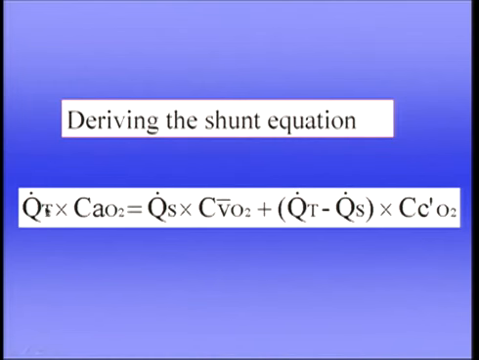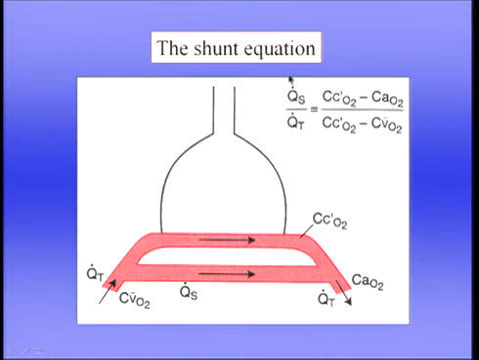All we're saying is that the total blood flow times the arterial oxygen concentration, that's what's coming out of the lung, is equal to the contribution from the shunt, which is QS, times the concentration of oxygen in the mixed venous blood, which is in the shunt, plus the rest of the blood flow, QT minus QS, times the concentration of oxygen in the end-capillary blood. And that allows us then to write this shunt equation here. We're just rearranging the equation. I'm not going to go through the algebra, and you can see it here.